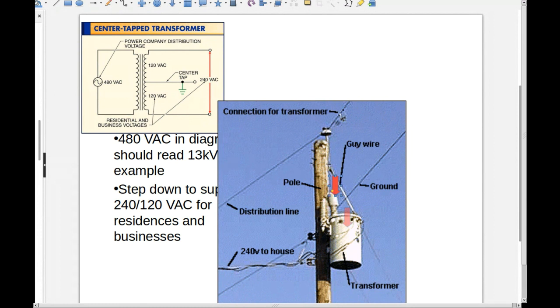large insulator and coming in. The ones running to your house just come right out of there. They don't have that great big ceramic insulator because they're not at 10,000 volts. They're only 240 volts.